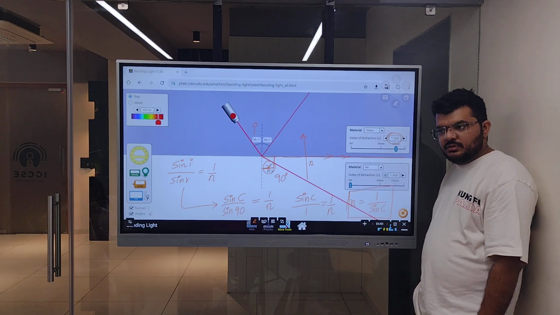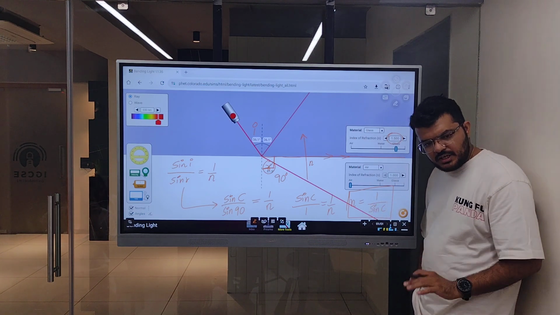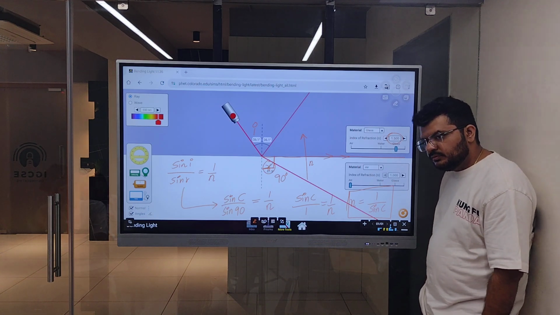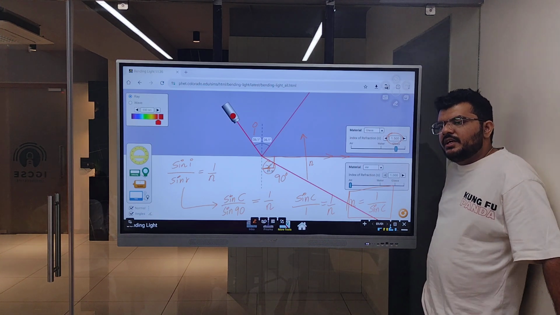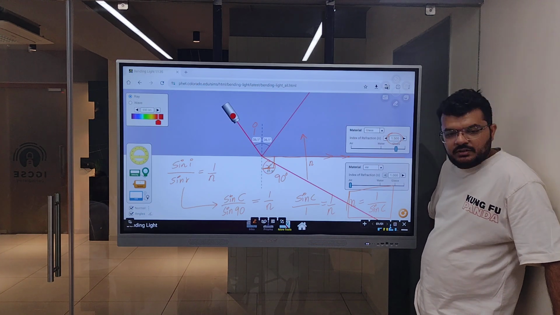Yes. So then what's the total internal reflection? We will come to that. This is the first thing I want you to write. Here n is what? Refractive index. Absolute.